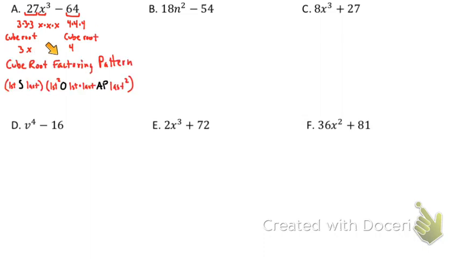So here's the cube root factoring pattern. I know it looks a little funky, but I'll explain it. What this says is we have first set of parentheses: first, last, and then we have an S here. Then we have a second set of parentheses. It is going to be first to the second power. Here's an O, first times last. Then we have an AP, and then last to the second power.